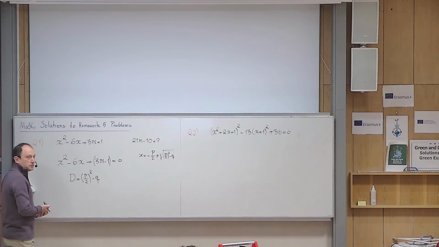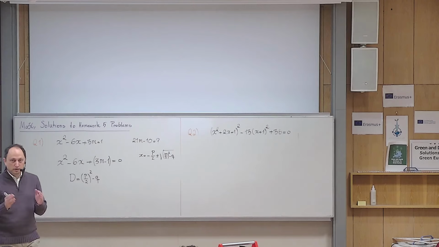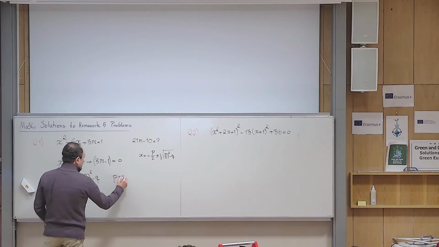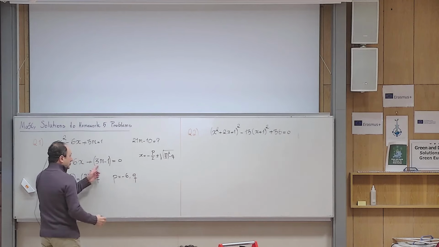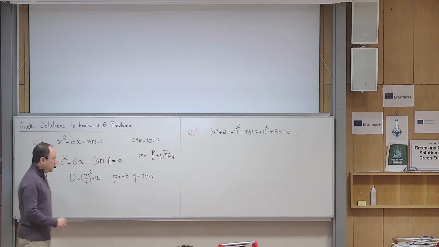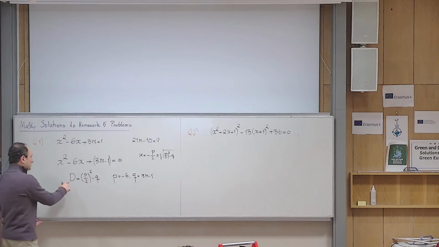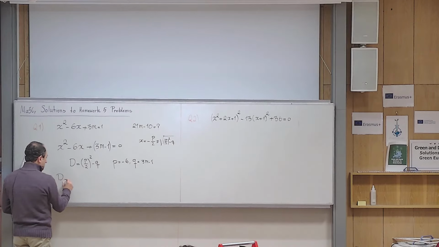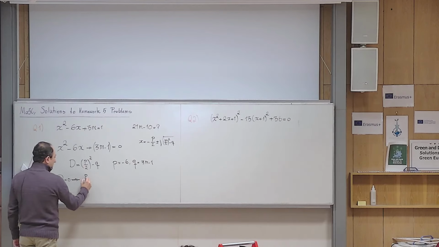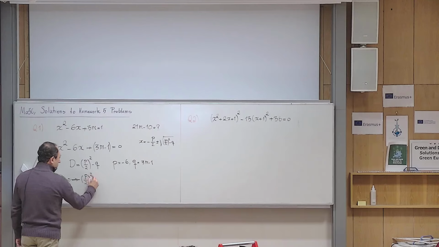When do I have a double root for a quadratic equation? When the discriminant is equal to 0. So that's it. What is P in this problem, by the way? P in this problem is minus 6. What is Q in this problem? It is 3m minus 1. Yes? So I put it here, D is equal to 0. This implies that (P over 2) to power 2 minus Q is equal to 0.